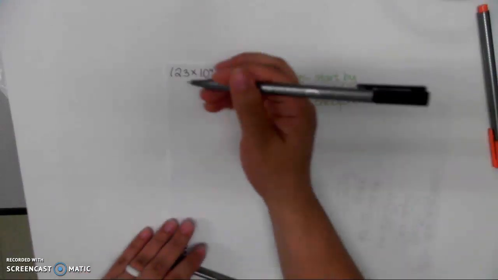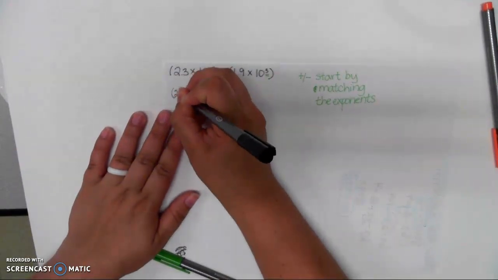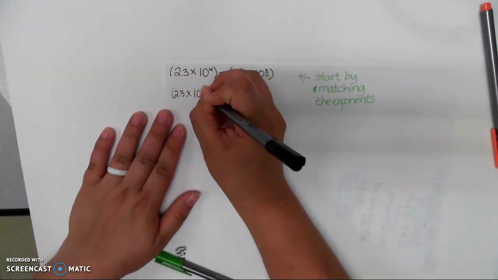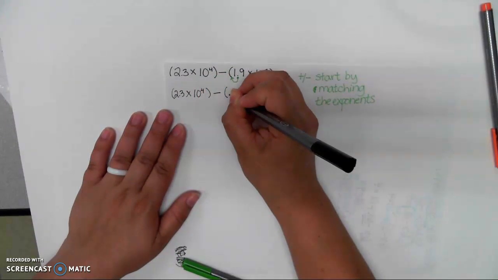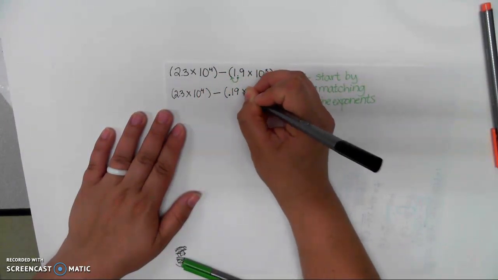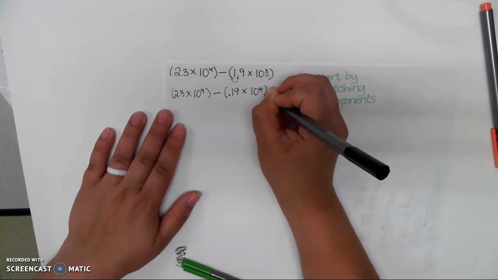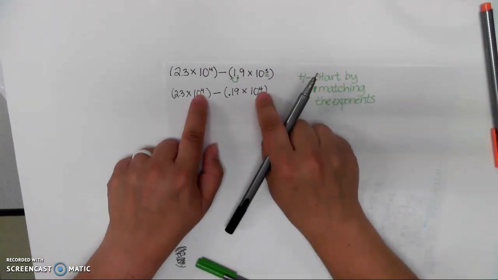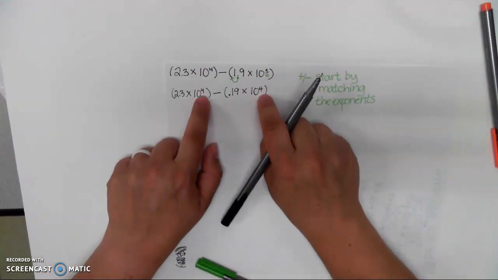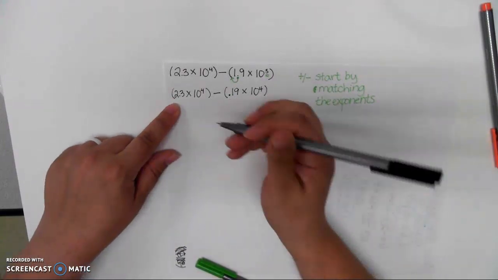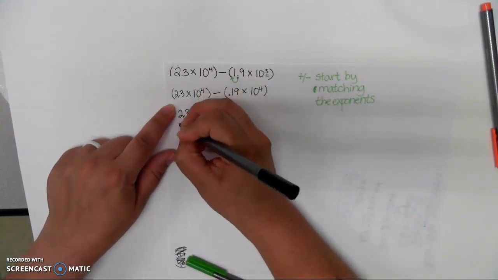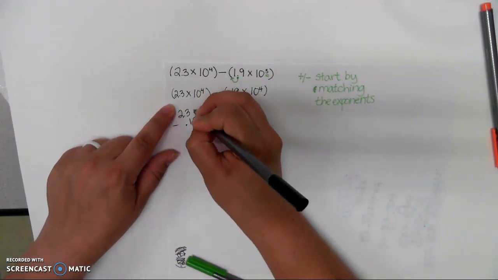I'm going to rewrite this now. So I have 2.3 times 10 to the fourth minus 0.19 times 10 to the fourth. Now you'll notice that my two exponents are matching. Now that I have matching exponents, I'm going to do my operation. So I'm going to do 2.3 minus 0.19.